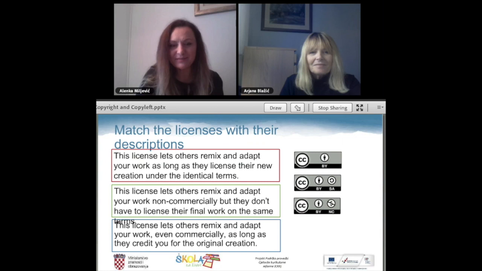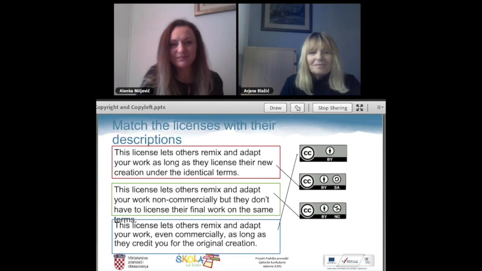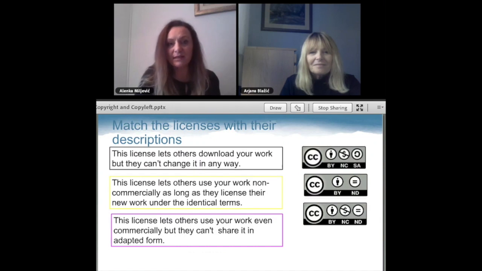And let's check. And now let's go to the other 3 licenses. This license lets others download your work, but they can't change it in any way. This license lets others use your work non-commercially as long as they license their new work under the identical terms. This license lets others use your work even commercially, but they can't share it in adapted form.